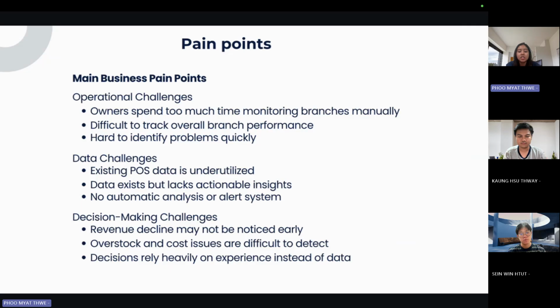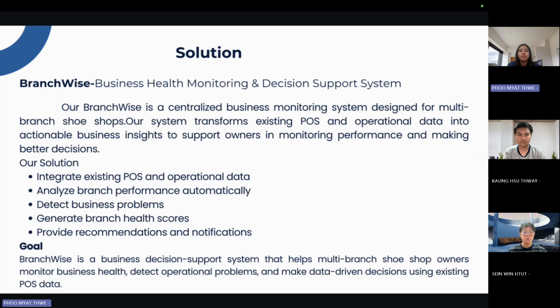The decision making challenge is also happening because revenue decline may not be noticed early, and overstock and cost issues are difficult to detect. Decisions rely heavily on experience instead of data. This is the pain point of the users, and our solution is BranchWise.